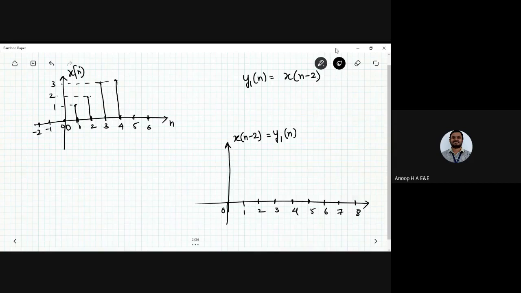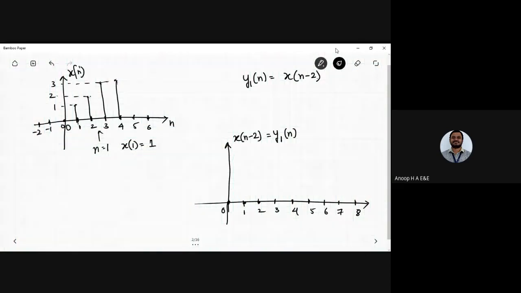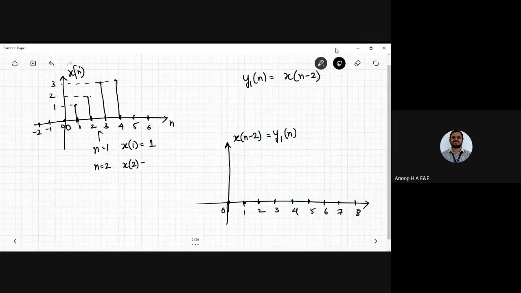So what I can write here is, at 0, what was the value? In x of n, it was 0. At x of n minus 2, this is also 0 here. And at minus 1, I need to shift it by 2 units. It is 0. And at 0, it will be 0. Now, at 1, what was the value of x of n? When n is equal to 1, in x of n, the value x of 1 was equal to 1 there. At n is equal to 2, x of 2 was equal to 2.